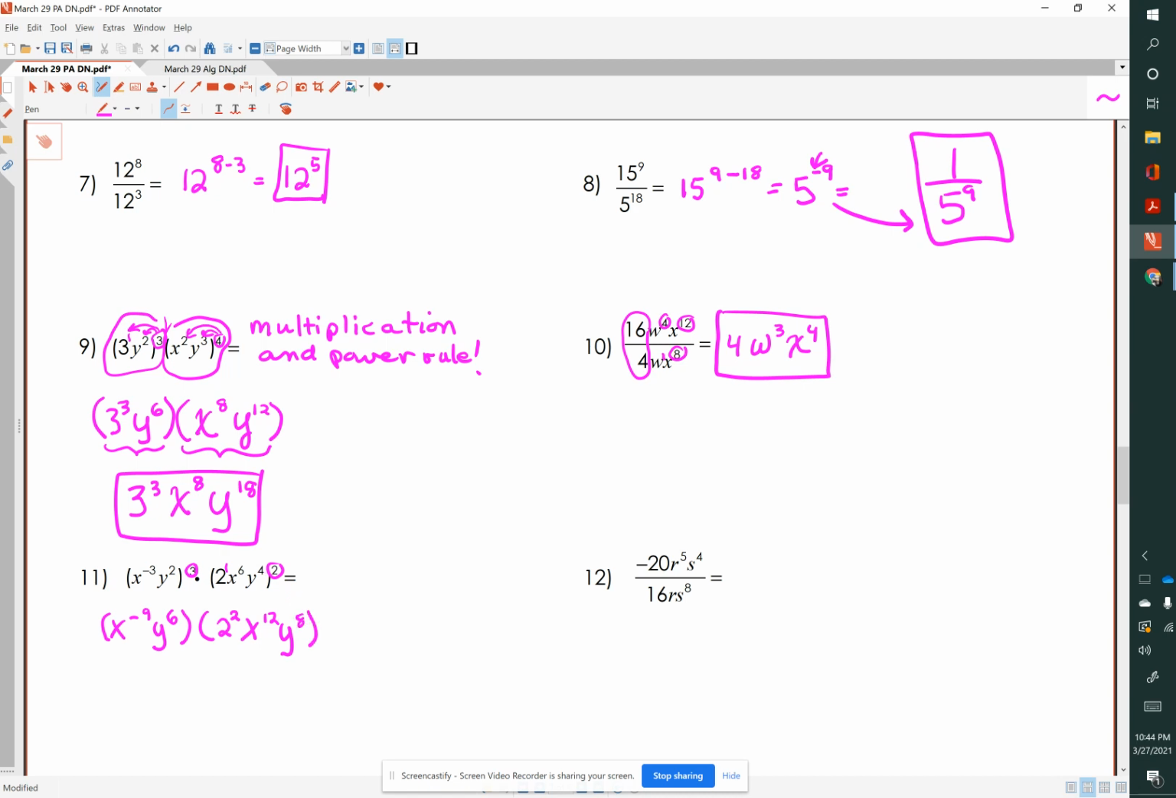Now we still have to evaluate that. So we're going to have, the only numerical value we have is 2 to the second power. And 2 to the second power is 2 times 2. We can evaluate that as 4. And then we have x, and I'm going to change my color for this. Negative 9 plus 12, so that's 3. And then y, 6 plus 8, 14. And that's our final answer there.